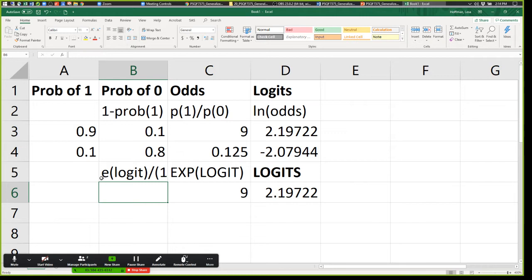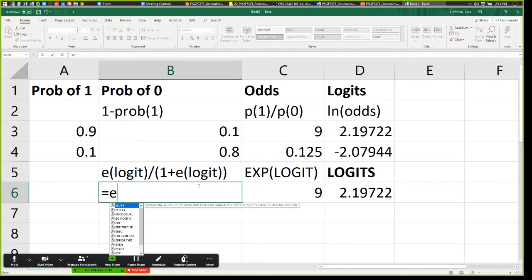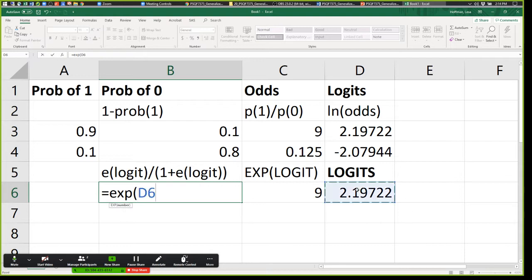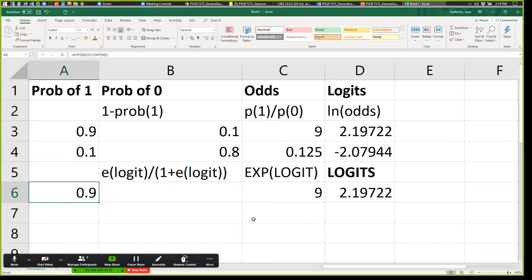Let me make this bigger. Equals e to the logit over parentheses 1 plus e to the logit, double parenthesis. Is that right? Yep. I put it in the wrong column. It goes over there.